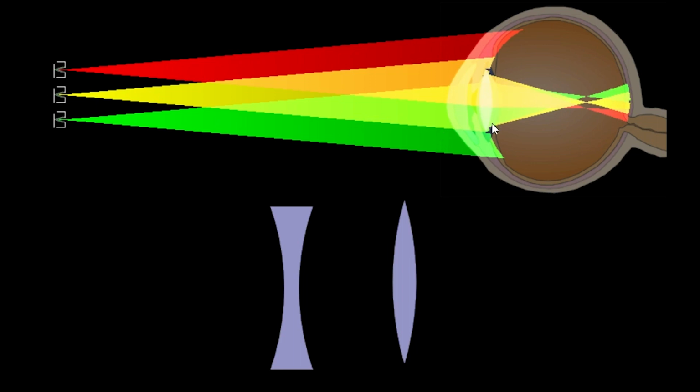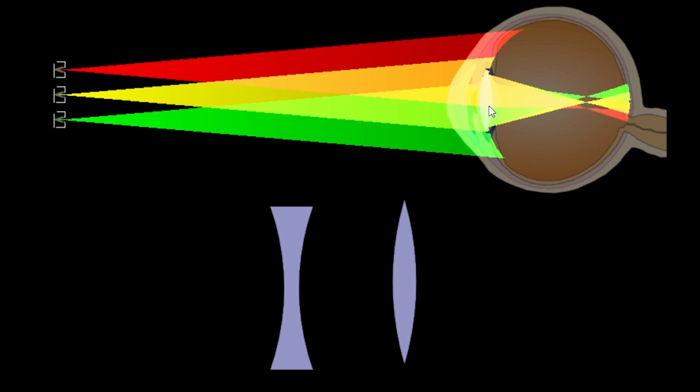This lens cannot accommodate enough to focus on distant objects. So this is a nearsighted eye. It can focus up close but not far away. Notice what's happening. The light is focusing before it gets to the retina.